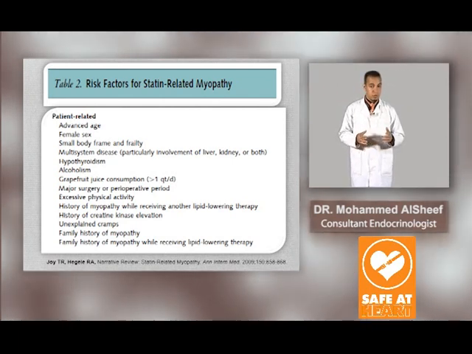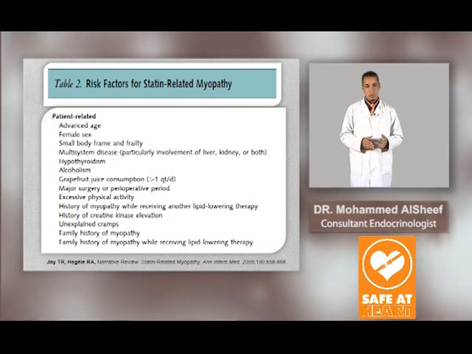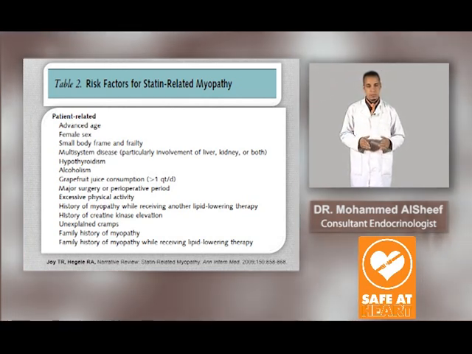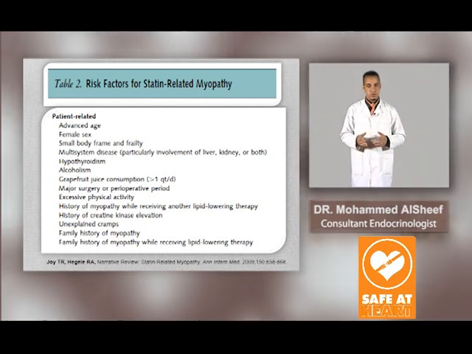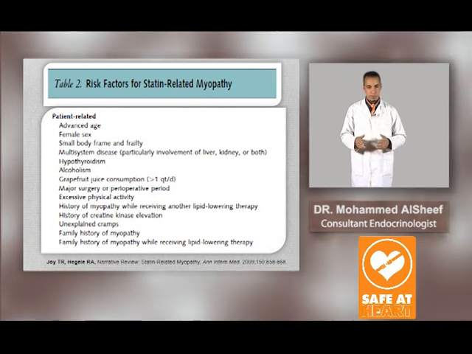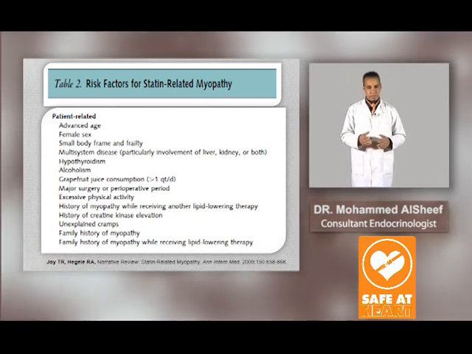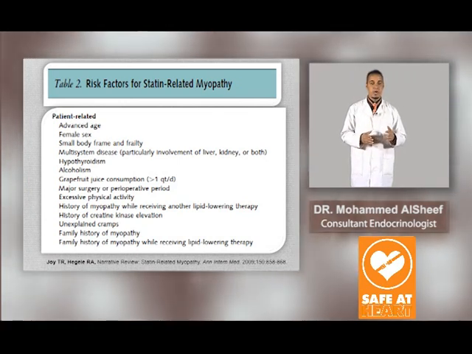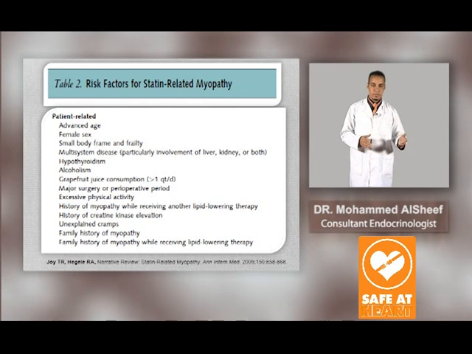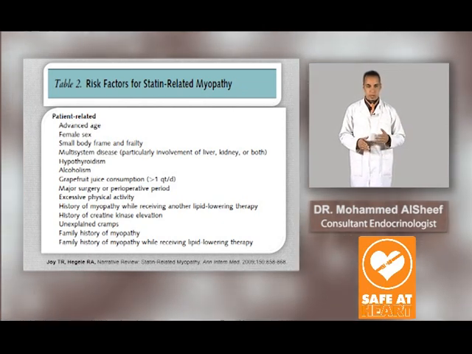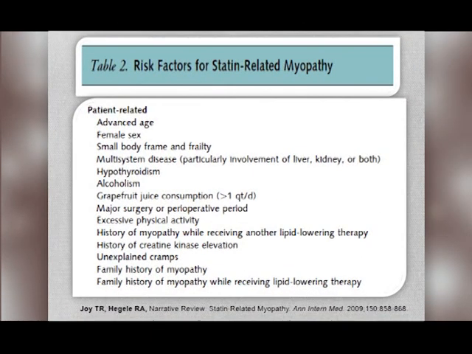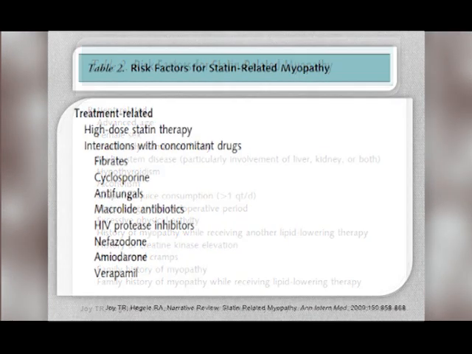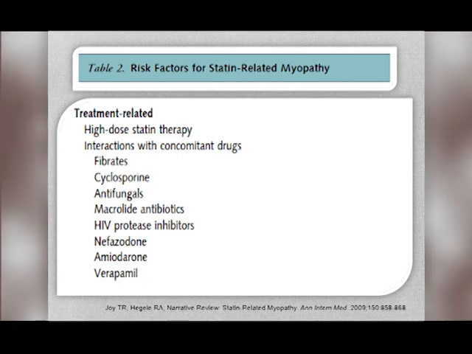Hypothyroidism, important, you know, hypothyroidism causes elevation of CK. Alcoholism and grapefruit juice consumption, major surgery or the preoperative period, excessive or strenuous physical activity, history of myopathy while receiving another lipid-lowering therapy, history of CK elevation and unexplained cramps, family history, and family history of myopathy while receiving lipid-lowering therapy. So these are the risk factors for statin-related myopathy. Now, treatment-related.